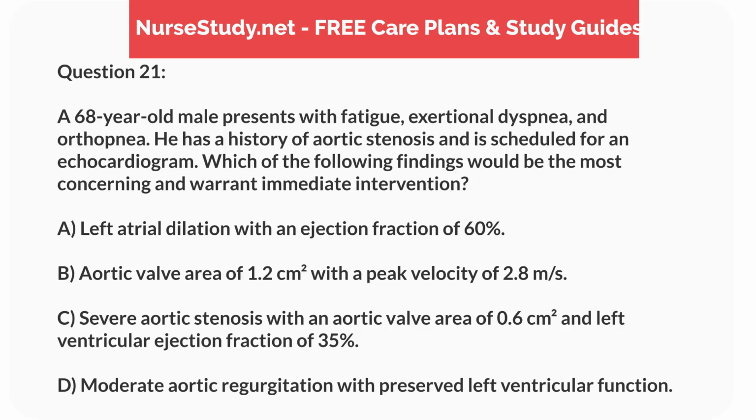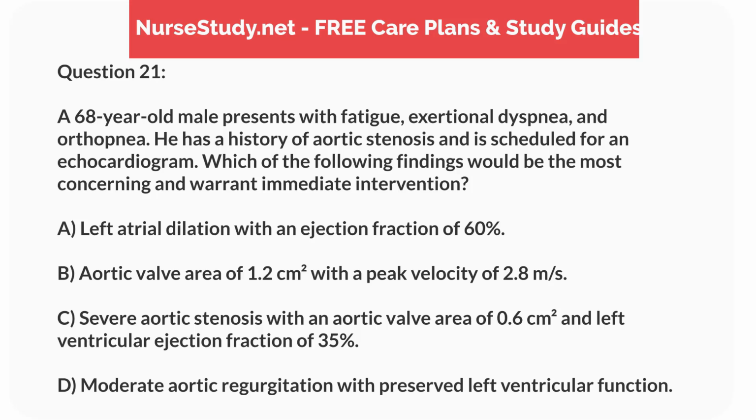Question 21. A 68-year-old male presents with fatigue, exertional dyspnea, and orthopnea. He has a history of aortic stenosis and is scheduled for an echocardiogram. Which of the following findings would be the most concerning and warrant immediate intervention? A. Left atrial dilation with an ejection fraction of 60%. B. Aortic valve area of 1.2 square centimeters with a peak velocity of 2.8 meters per second. C. Severe aortic stenosis with an aortic valve area of 0.6 square centimeters and left ventricular ejection fraction of 35%.